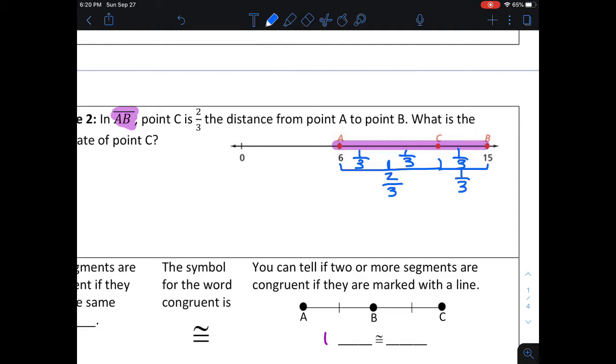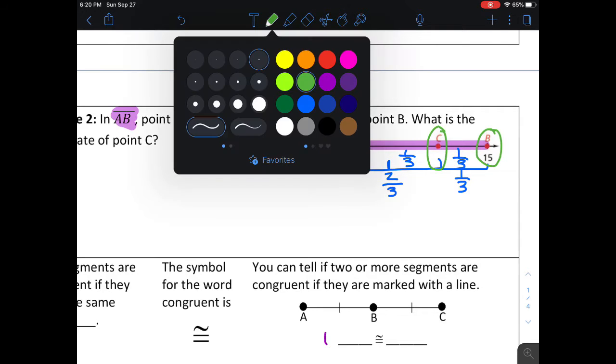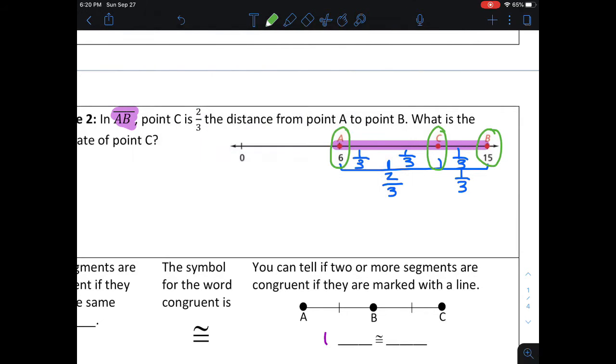A represents, let me circle that in green, A represents 6. B is 15. And now we have to figure out what C is. First things first, how long is AB? We can figure that out just by counting or by subtracting in this case. So AB equals, just subtract, 15 minus 6, which means AB equals 9.